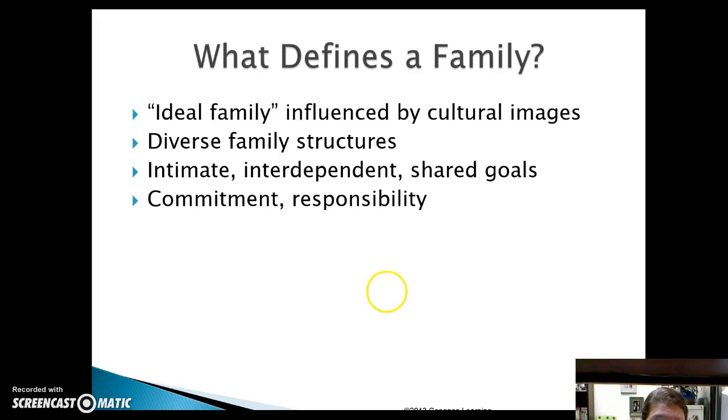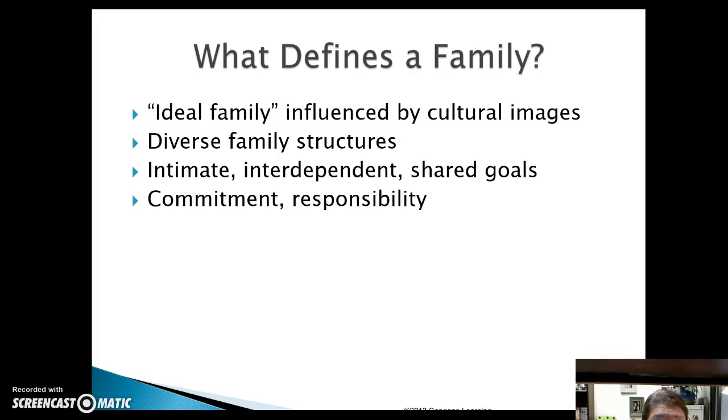Ultimately, you're going to want to look in your textbook where it talks about these diverse family structures and how those different structures will influence the families that you work with. Typically, we define a family as a group of people who are intimate with each other, who are interdependent, meaning they can function on their own, but also rely on each other to help meet shared goals. Also, a family is a group of people who have a commitment and a responsibility to each other. Obviously, a family can mean many different things to many different people.